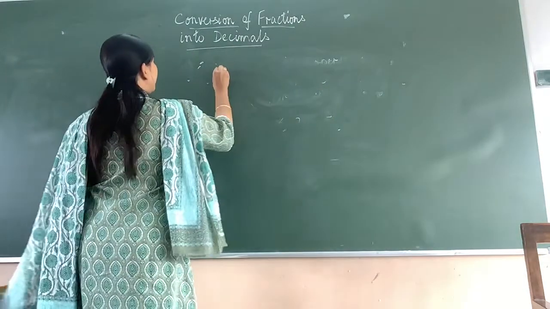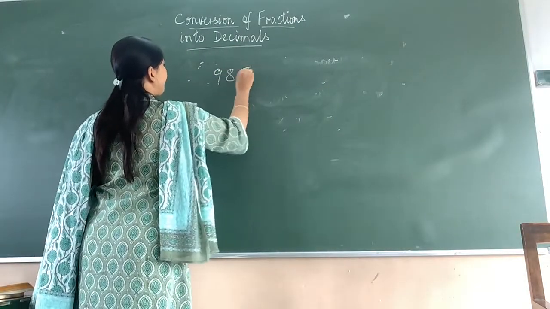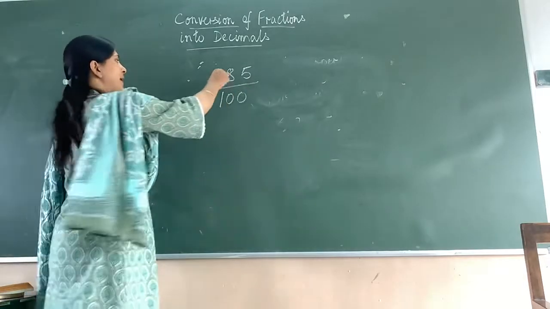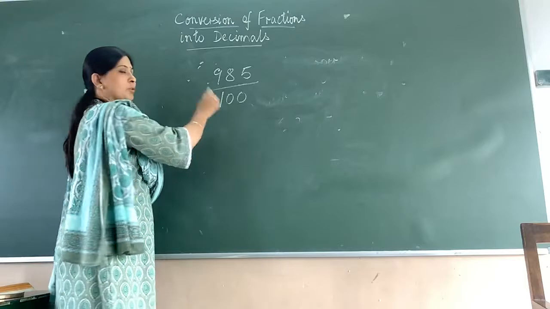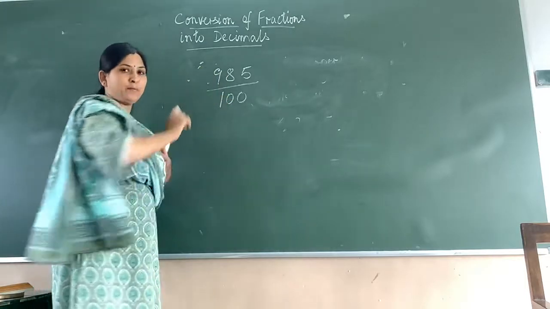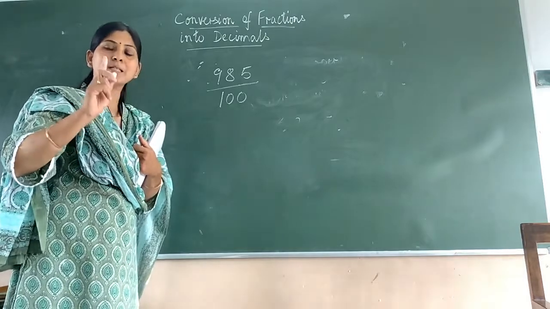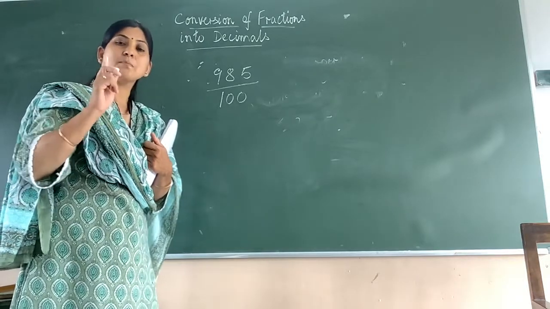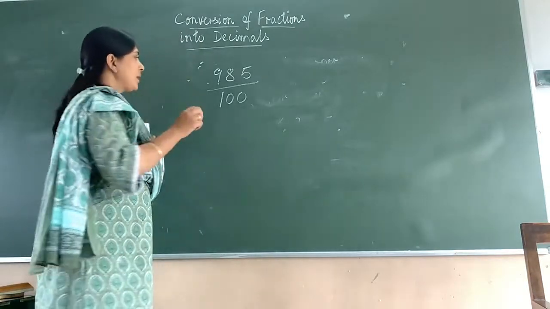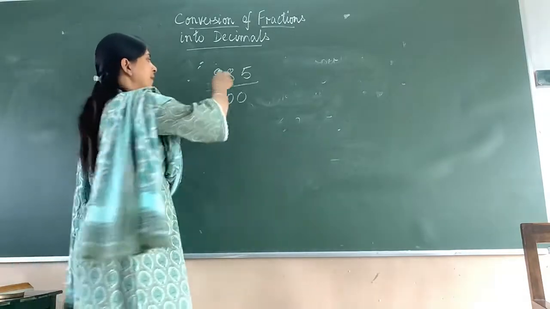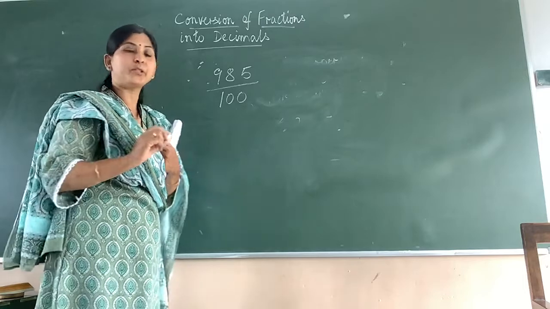Now let me write 985 over 100. Now see, 985 over 100, numerator is more than the denominator, it is an improper fraction. Since numerator is more than the denominator, that means this fraction is more than 1. Okay, so now when we have to convert this into decimal number, when we have to write this in decimal form, what will we do?